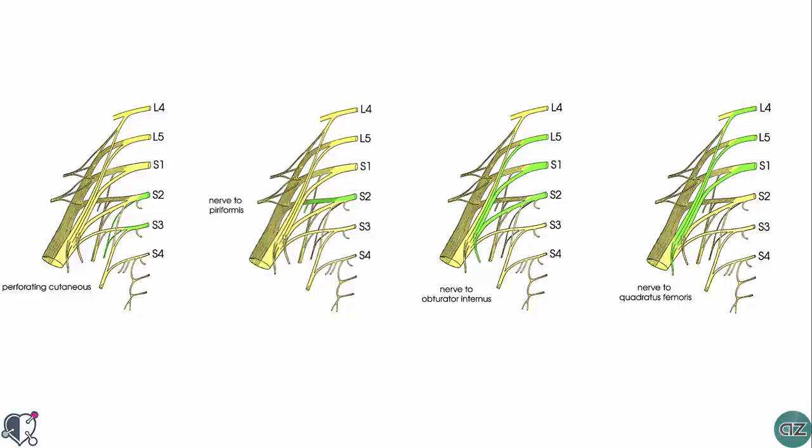there are a number of smaller branches. These tend to be nerves that directly supply muscles, with the exception of the perforating cutaneous nerve, which supplies the skin over the inferior gluteal region, and the pelvic splanchnic nerves, which innervate the abdominal viscera.